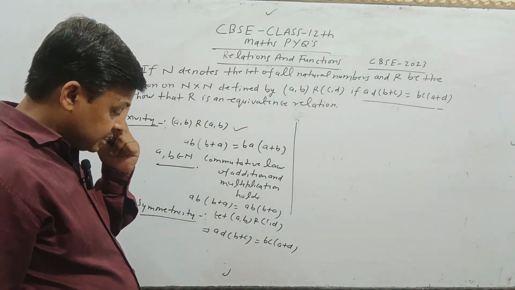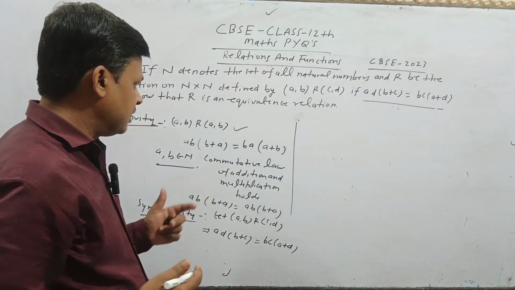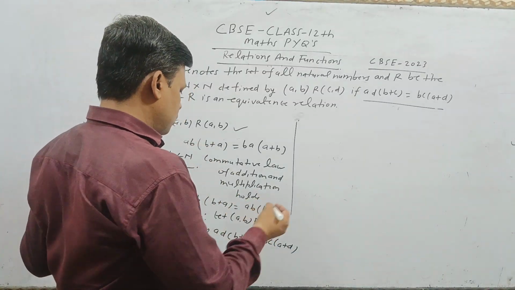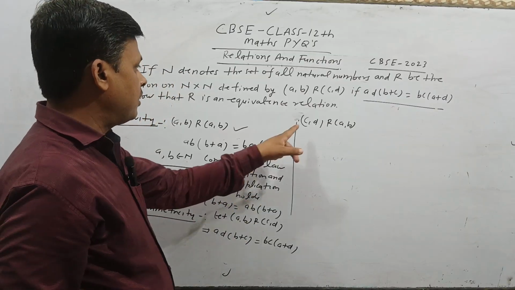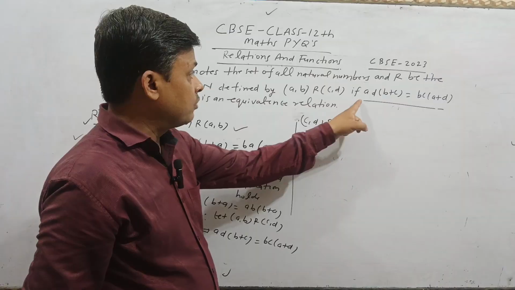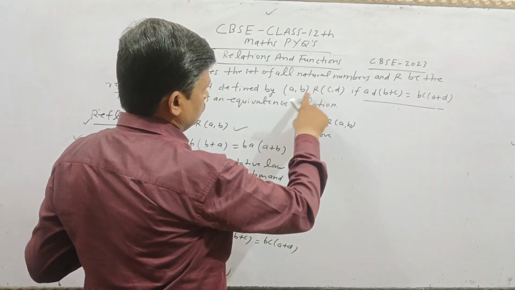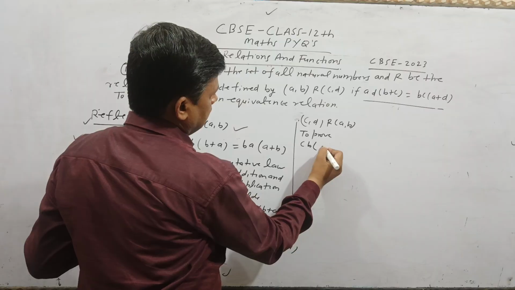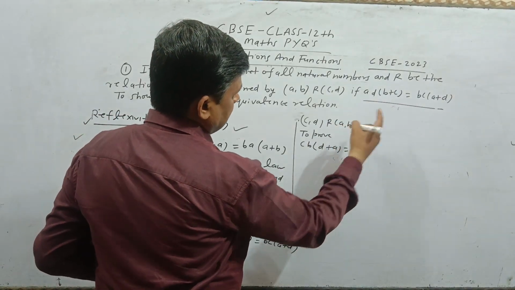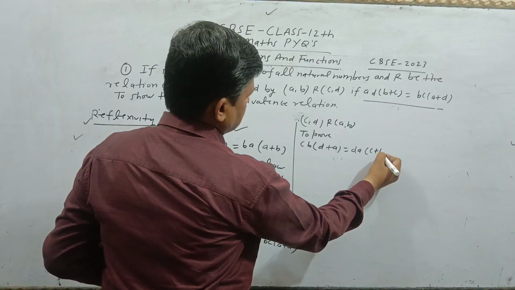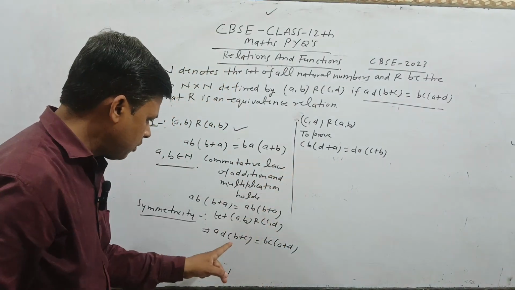For the sake of convenience, we can first write what we have to prove: that (c, d) relates to (a, b). If (a, b) relates to (c, d), then we have to show that (c, d) relates to (a, b). Here it will be cb(d + a) equal to da, and here a plus d, so here it will be c plus b. So we have to prove this from this relation.